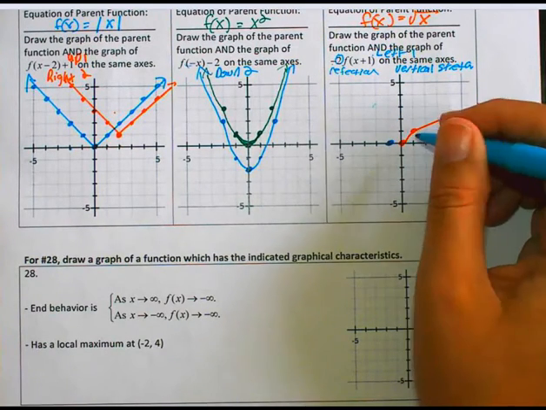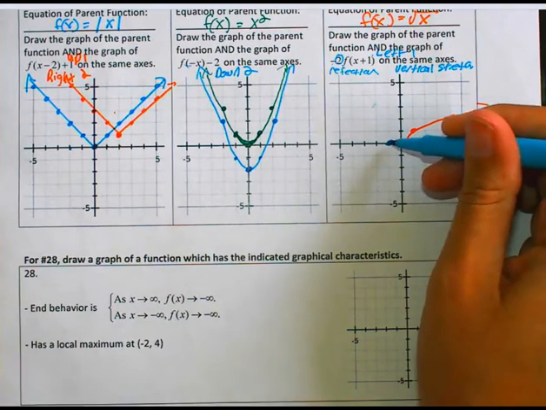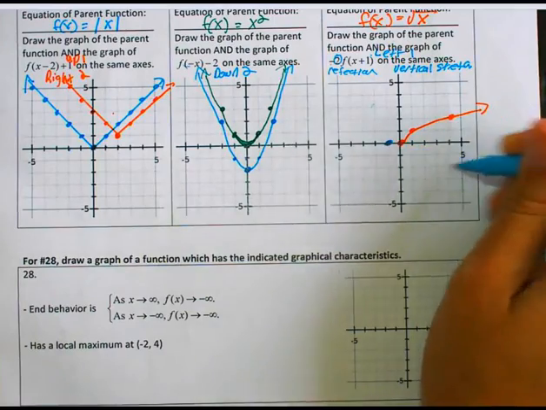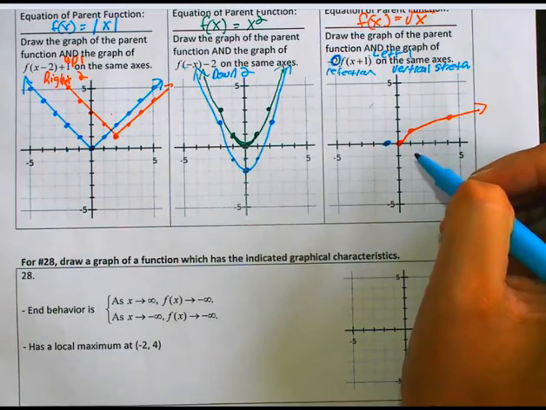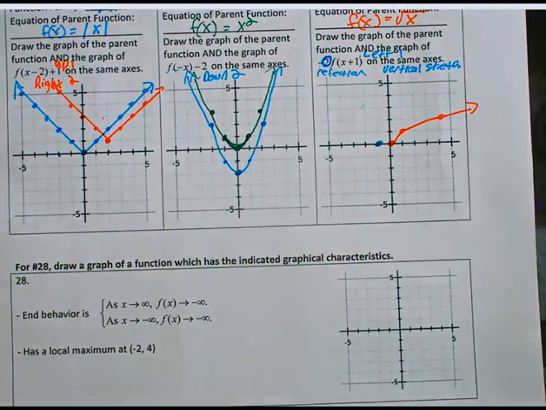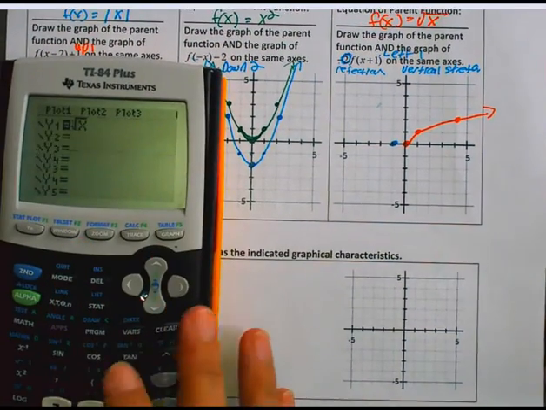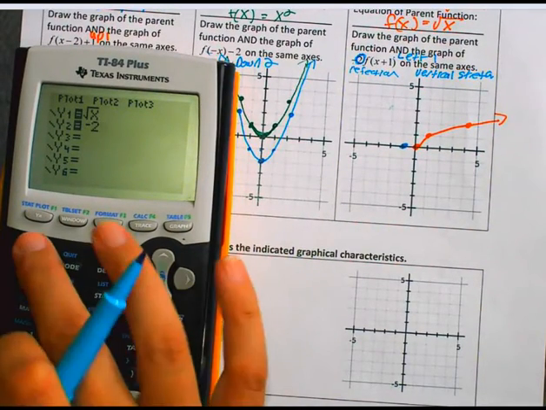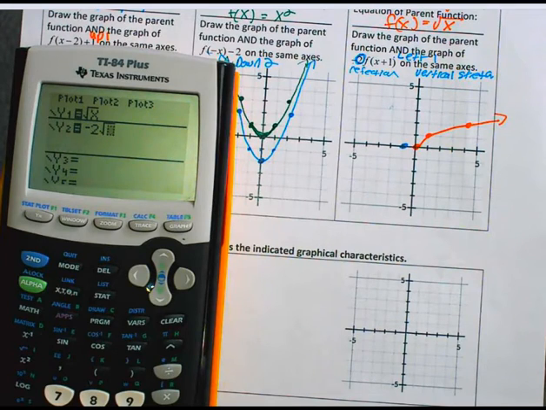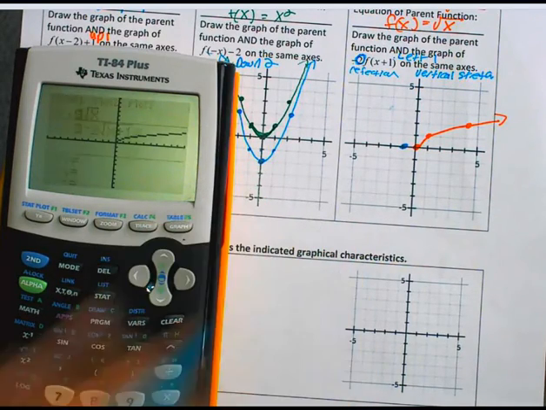Because I have that reflection, I know that I'm going to reflect over the x-axis, so my graph is going to be going this way. But I also need to address this vertical stretch here. So let's take a look at that in the calculator. I'm going to leave my parent function in there for comparison purposes. So I have -2 on the outside times the square root of x plus 1 on the inside, and arrow out. Let's go ahead and graph, take a look.